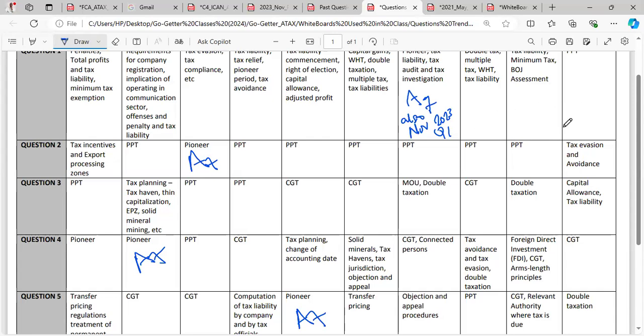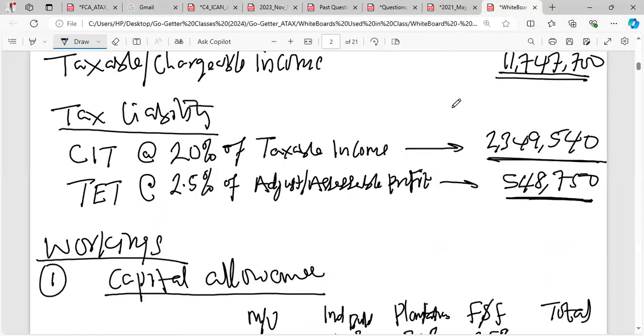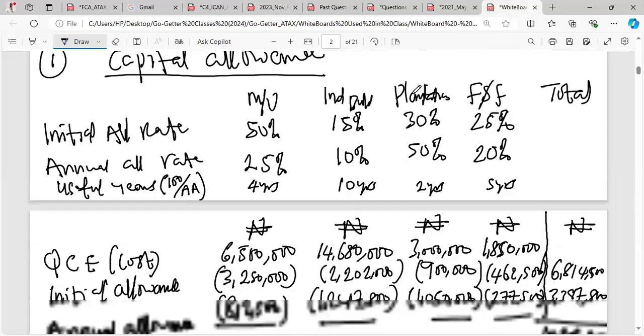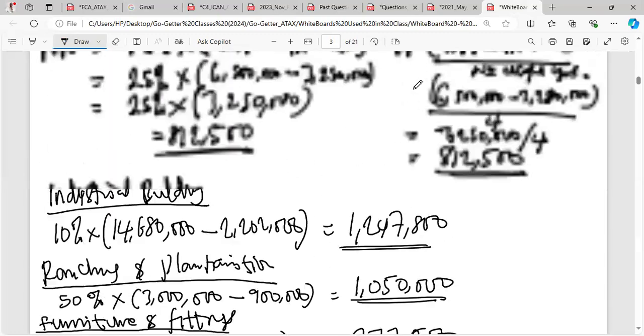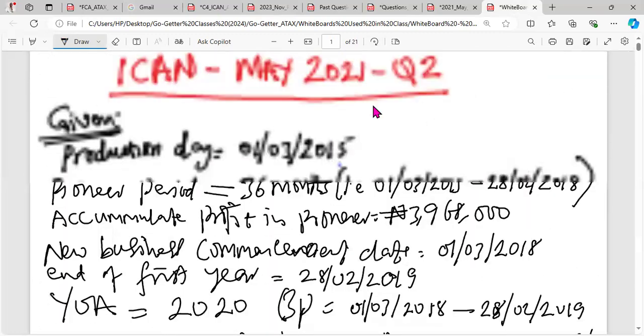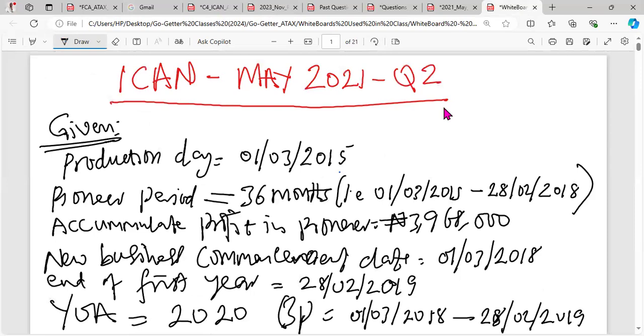So this is how far our lecture for today is coming to an end with this one long question we just did, which is ICAN May 2021 question number 2. Take time to review it and see how it will enhance your understanding of the New Finance Act 2019 up to date. So thank you.